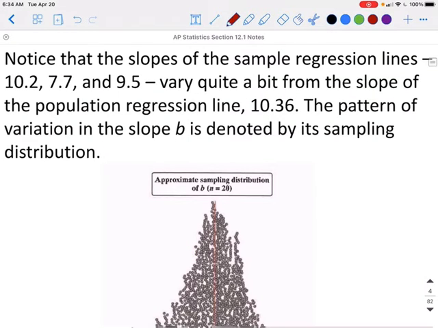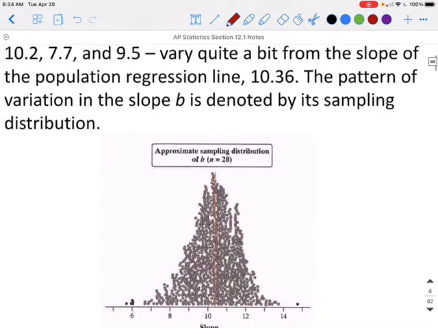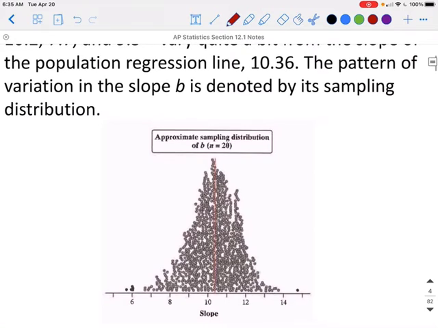Notice that the slopes of the sample regression lines, 10.2, 7.7, and 9.5, vary quite a bit from the slope of the population regression line of 10.36. The pattern of the variation in the slope b is denoted by its sampling distribution.